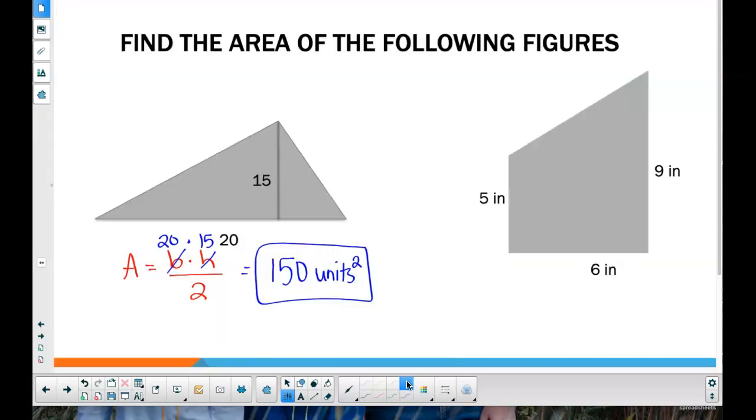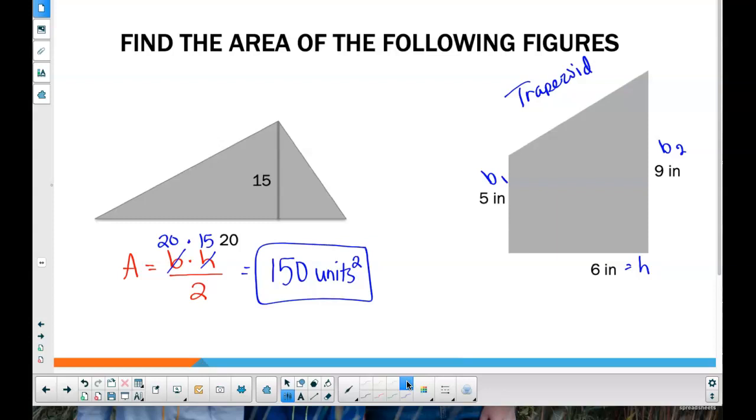Okay, the second one, this is a trapezoid. But it's kind of a trapezoid sitting on its side. The 6 is not the base. The 5 and the 9 are the bases. The bases have to be parallel to each other. So I kind of have to turn myself, or turn your paper. I can't turn my TV. But if you turn your paper, then you can see it. This is, I'm going to call it base 1. And this is base 2. And this is the height. The distance between the bases is the height.